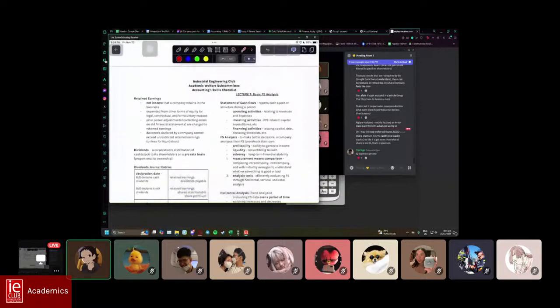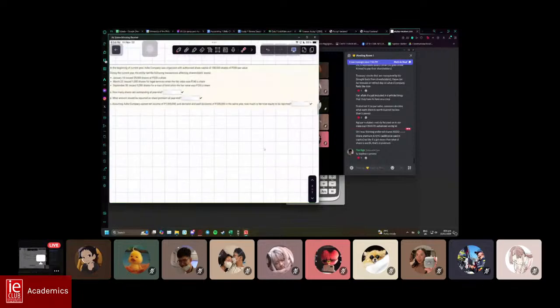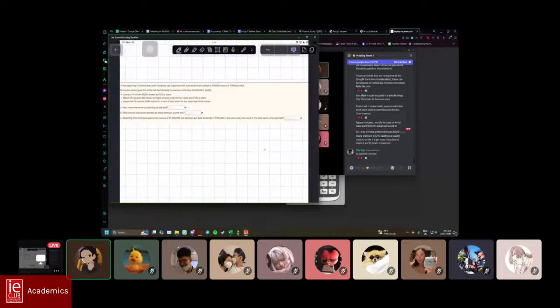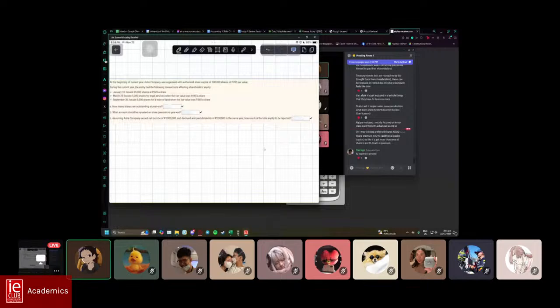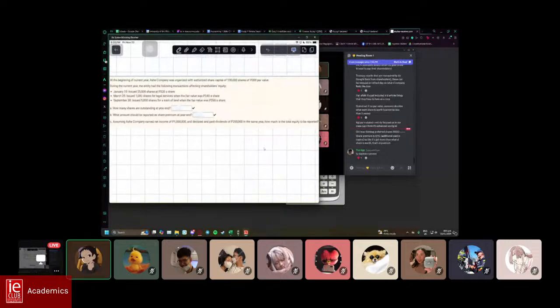Let's look at the sample problems. At the beginning of the current year, Ash Company was organized with authorized share capital of 100,000 shares of 200 par value. During the current year, the entity had the following transactions affecting shareholders' equity. I won't read all that, but you can see it for yourself. First question is how many shares are outstanding at year end?